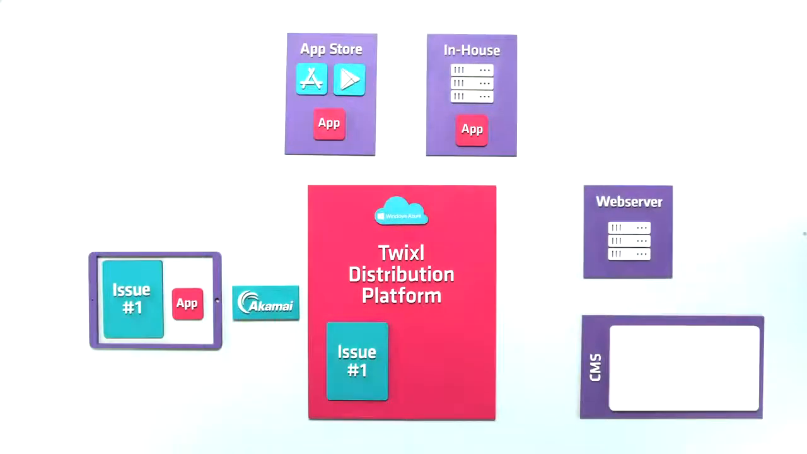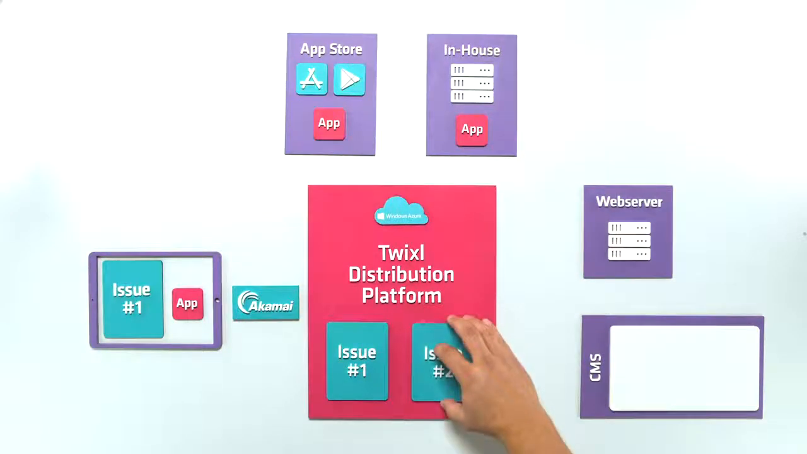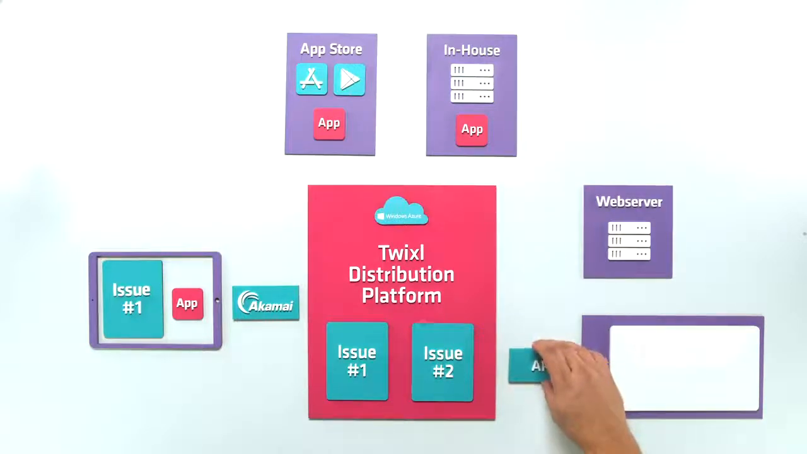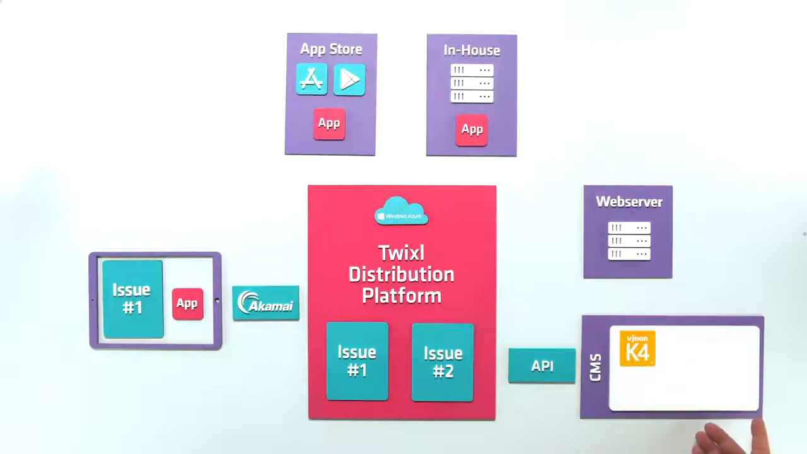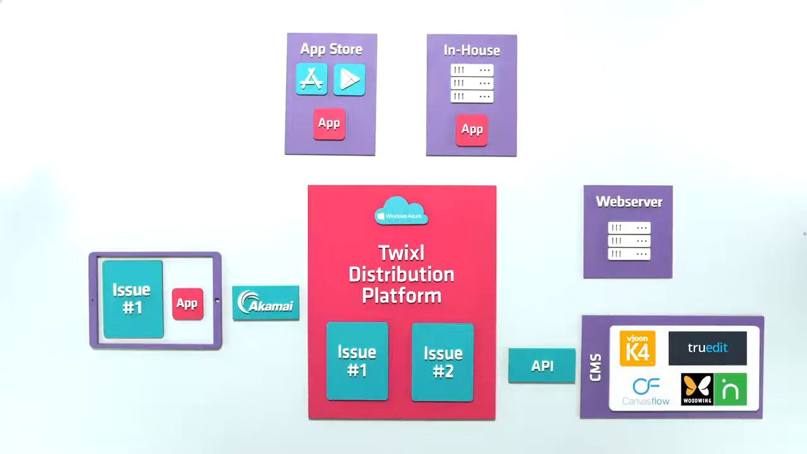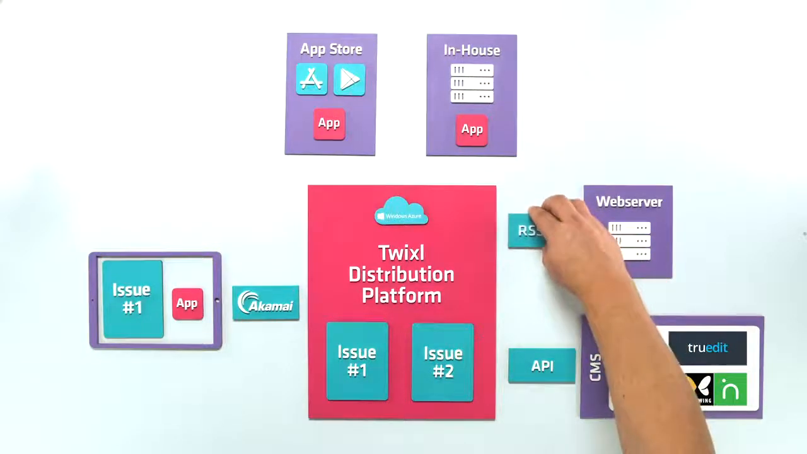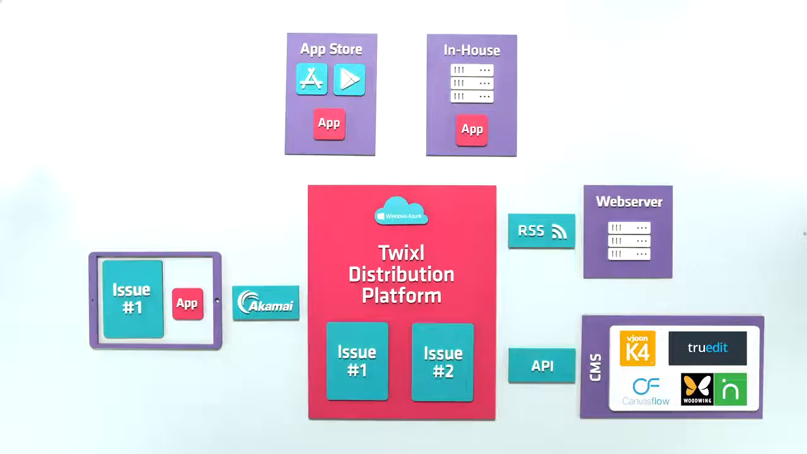There are two ways to upload content: manually, article by article, or as part of an automated process. With the Twixl Integration API, you can integrate with any CMS or with editorial systems like VueK4 or TrueEdit, or an HTML-based solution like CanvasFlow or Woodwing Inception. You can also integrate an RSS feed in your app that will automatically publish all the new articles without the need for any manual intervention.